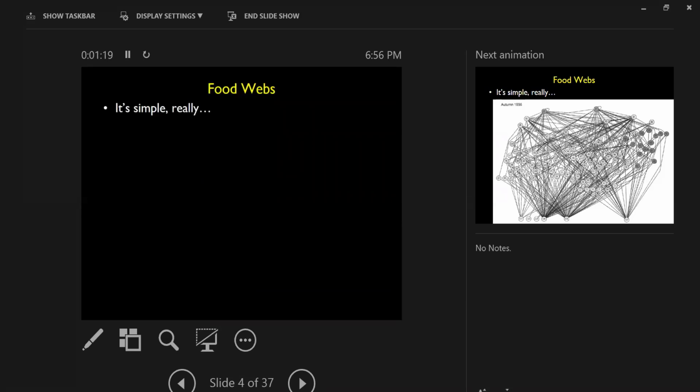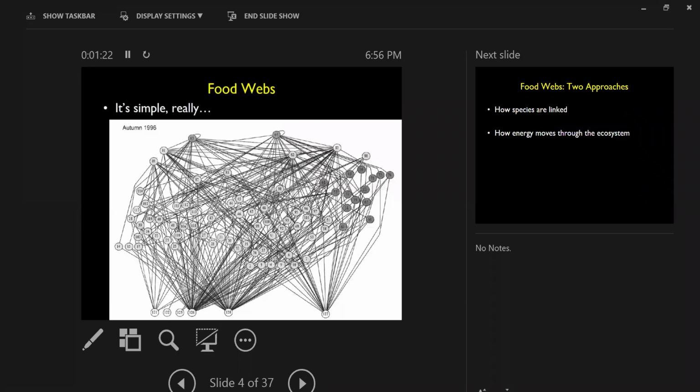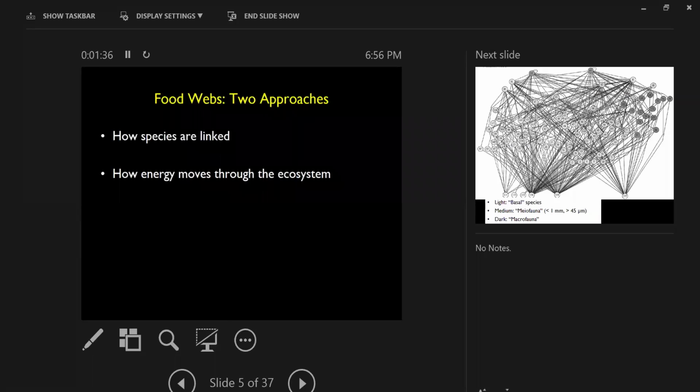Quite a simple food web. There it is. Not much to it, right? More than a little bit tongue-in-cheek. And so it moves from the energy sources at the bottom up to the top predators at the top. And there's really two approaches to come at it. The first thing is we could look at how species are linked, and then we could look at how energy moves through the system.